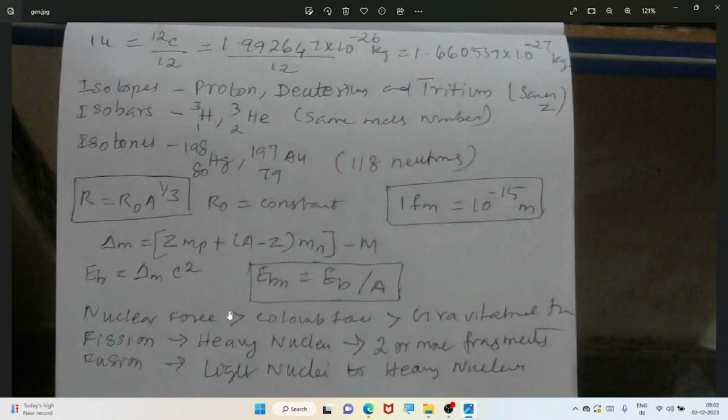Nuclear force is greater than the Coulomb force between charges, and this is greater than the gravitational force. What are fission and fusion? In fission, we break a heavy nucleus into two fragments. In fusion, we combine light nuclei into a heavy nucleus. Fission and fusion are opposite processes.